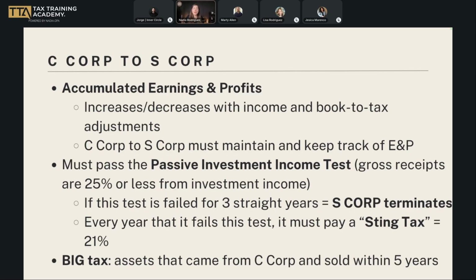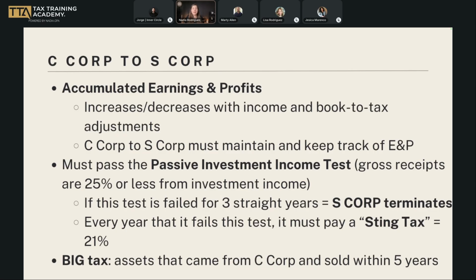And then the next level, it has to come out of this accumulated earnings and profits, and it has to be paid. The dividend is subject to tax at the S corporation's shareholder level on their Schedule B. It's a taxable dividend.